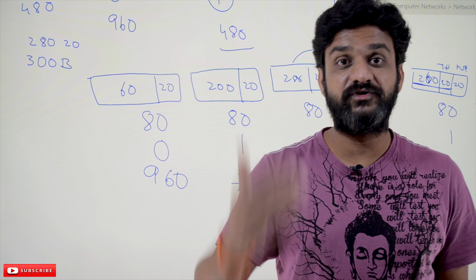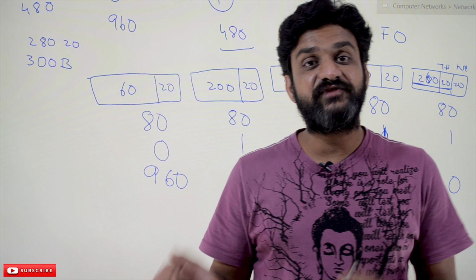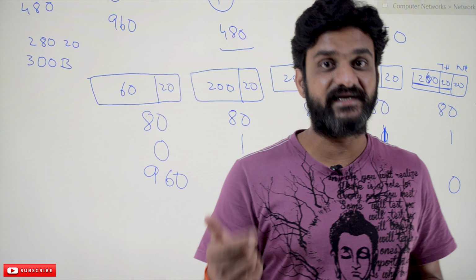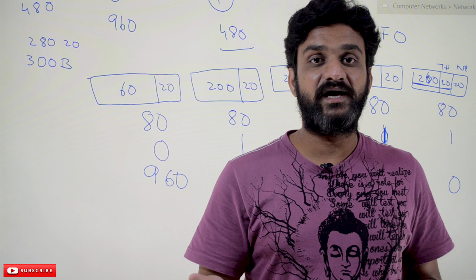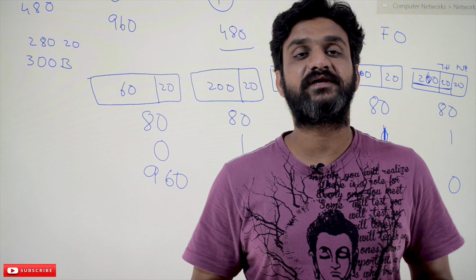The point you have to understand here is how the identification field, MF field and the fragment offset field will get set at every router where the fragmentation is done. Okay, hope you got the clarity on this concept.